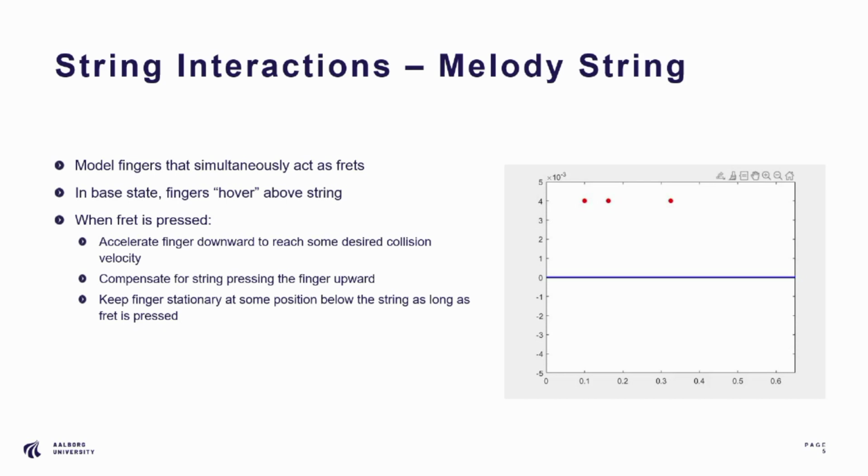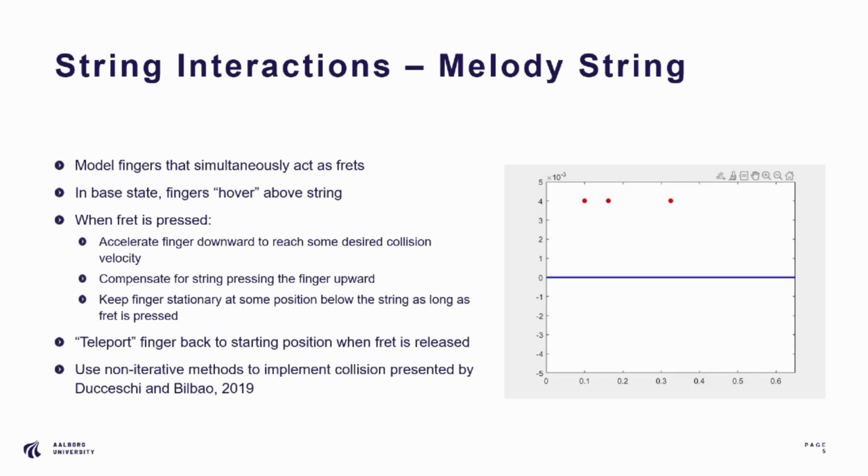And then once the finger reaches a defined position somewhere below the string, we keep it stationary there. And while it's there, it will act as a fret and shorten the string. So while the finger is pressed down, we will get a higher pitch from the string. And then when the fret is released, we basically teleport the finger back to its starting position. And this instant release acts as a pull-off excitation. And to model the collisions between the finger mass and the string, we use the methods to solve nonlinear collisions non-iteratively, to actually be able to do it in real time, that Ducceschi and Bilbao presented in their 2019 paper.